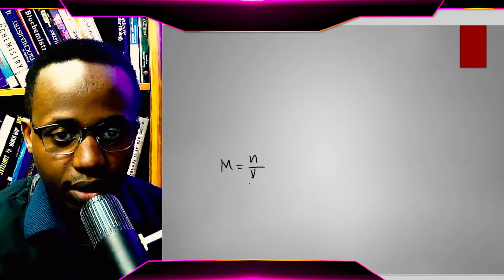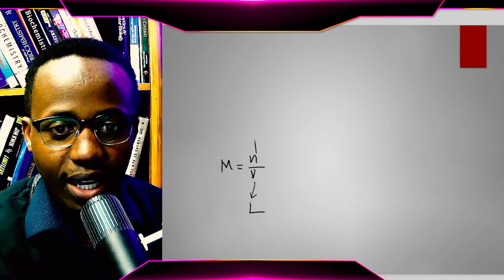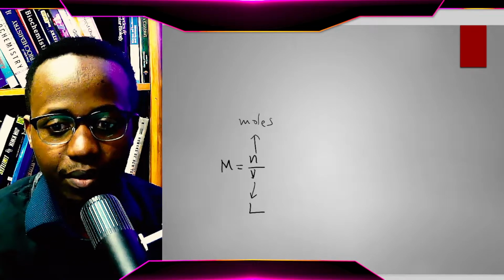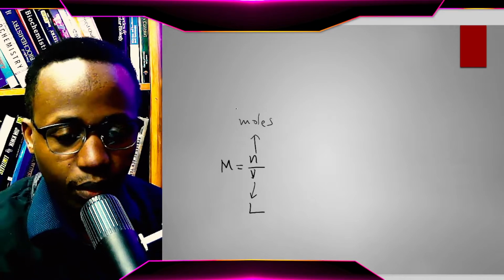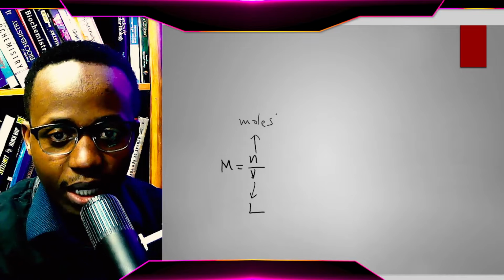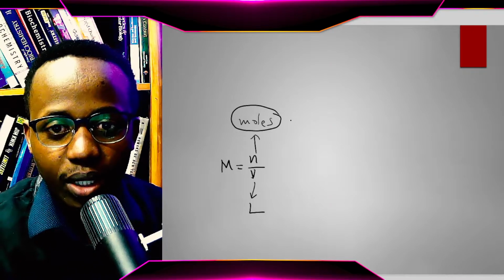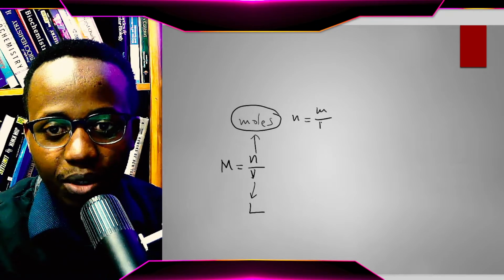This V is in liters, and this N is in moles, right? Now, the reason why I'm doing this: remember that if you don't have moles, you can get the moles by taking the mass over the molecular weight, right?